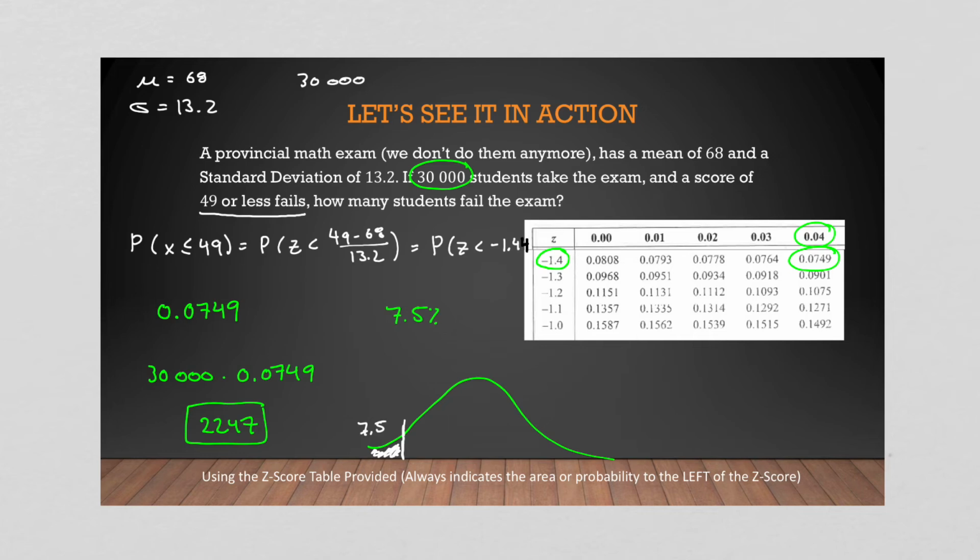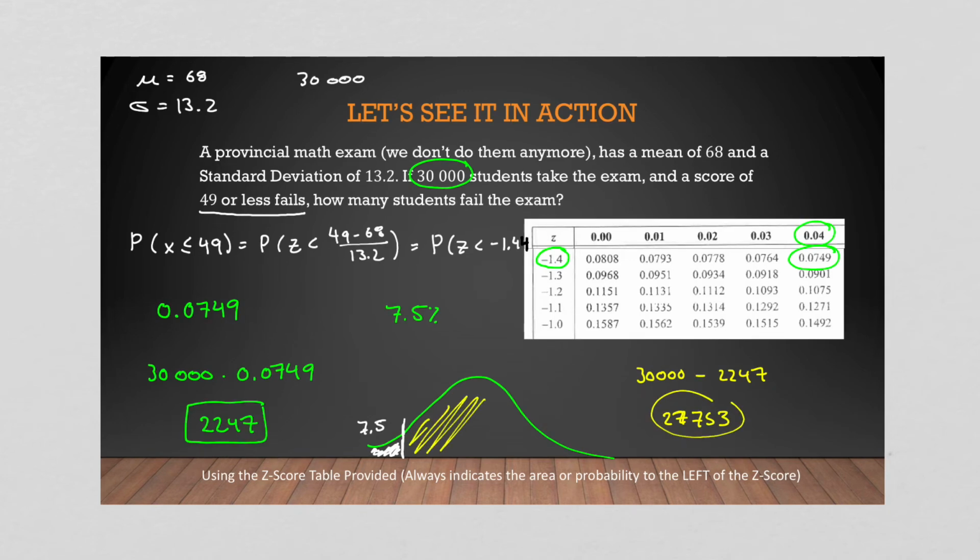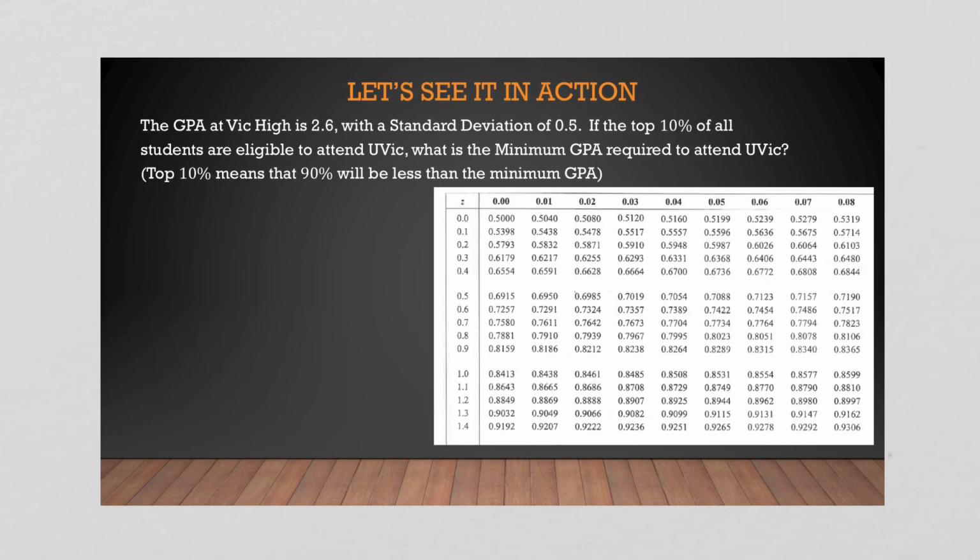So if you wanted to be an optimist, how many people passed? Well, you take your 30,000 and you subtract that 2,247. And that way, you get the positive side of the story. 27,753 people pass. So this side of my normal curve, the right side, represents the rest, 27,753. So that is the Z table and the Z scores. Remember that the Z table will only give you the left side, but you can find the right side by subtracting from it.